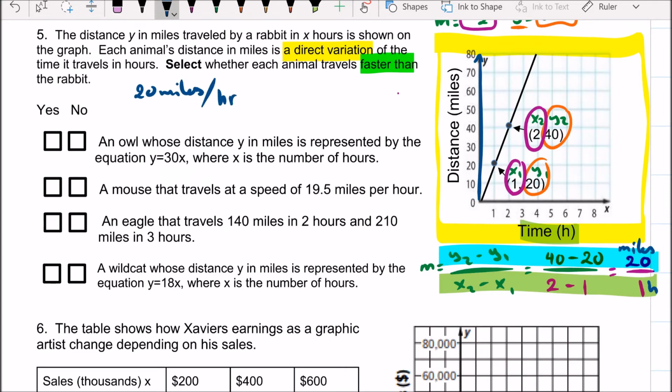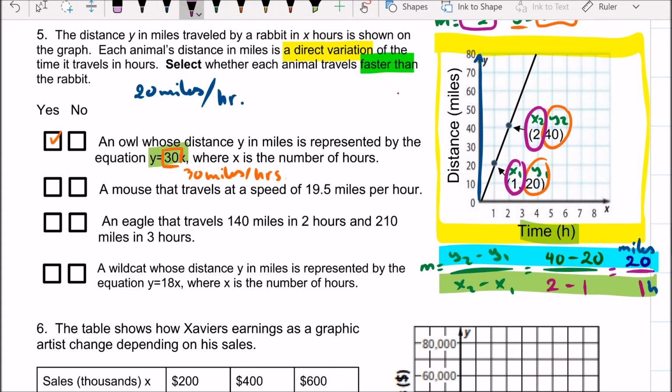I'm going to write down 20 miles per hour. Alright, so the first question: an owl whose distance y in miles is represented by the equation y equals 30x, where x is the number of hours. On this one, we see the number 30. 30 is the slope. This is 30 miles per hour. So the question is, can an owl fly faster than a rabbit can run? The answer is yes, because a rabbit runs 20 miles per hour and an owl can fly 30 miles per hour.